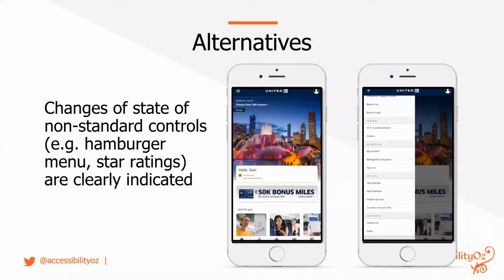Changes of state of non-standard controls, e.g. hamburger menu, star ratings, are clearly indicated. So this is a pass example. You've got here the United app. You've got your hamburger menu in the top left-hand corner, and when it's closed, it's just 3 bars. And when it's open, those 3 bars turn into an arrow that indicates that's what you tap to close the hamburger menu.